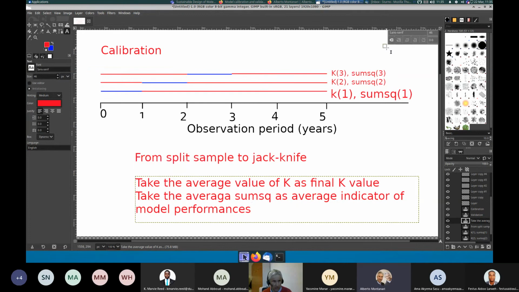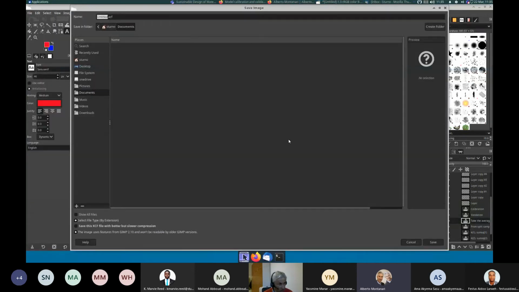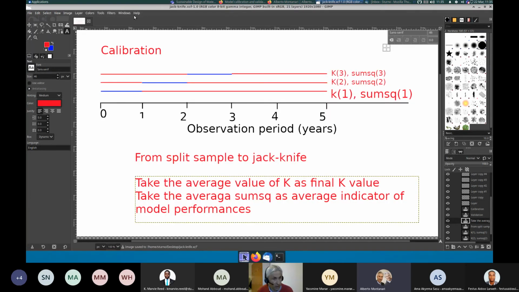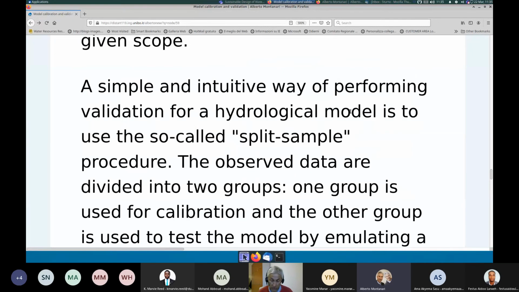Okay, this is the Jackknife procedure, and I hope it's clear. Ask any question. If not, let me save this, because later on I want to evaluate the possibility of including it in the lectures. Jackknife. Okay. Very good. So this is the split sample validation. Sorry, it's the Jackknife validation. So we discussed the split sample and the Jackknife. Very good.